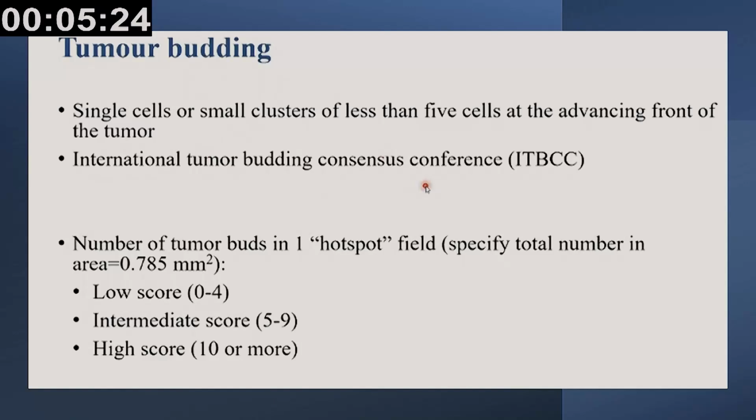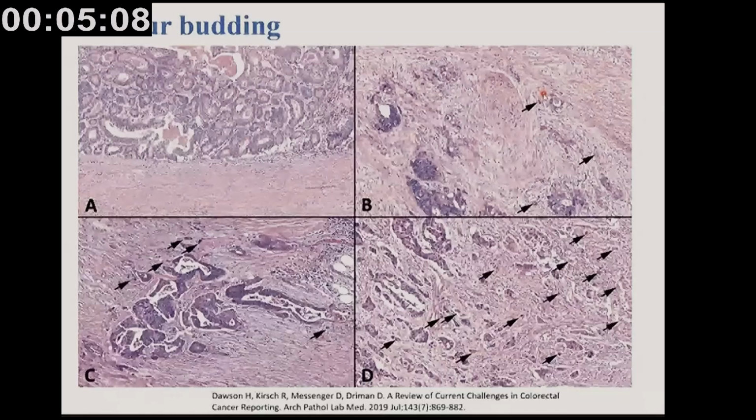Next, tumor budding. What is tumor budding? Tumor budding is single cells or a small cluster of fewer than 5 cells at the advancing front of the tumor. And there are 3 scores. Low means 0 to 4, intermediate means 5 to 9, and high means 10 or more. So this is the tumor budding.